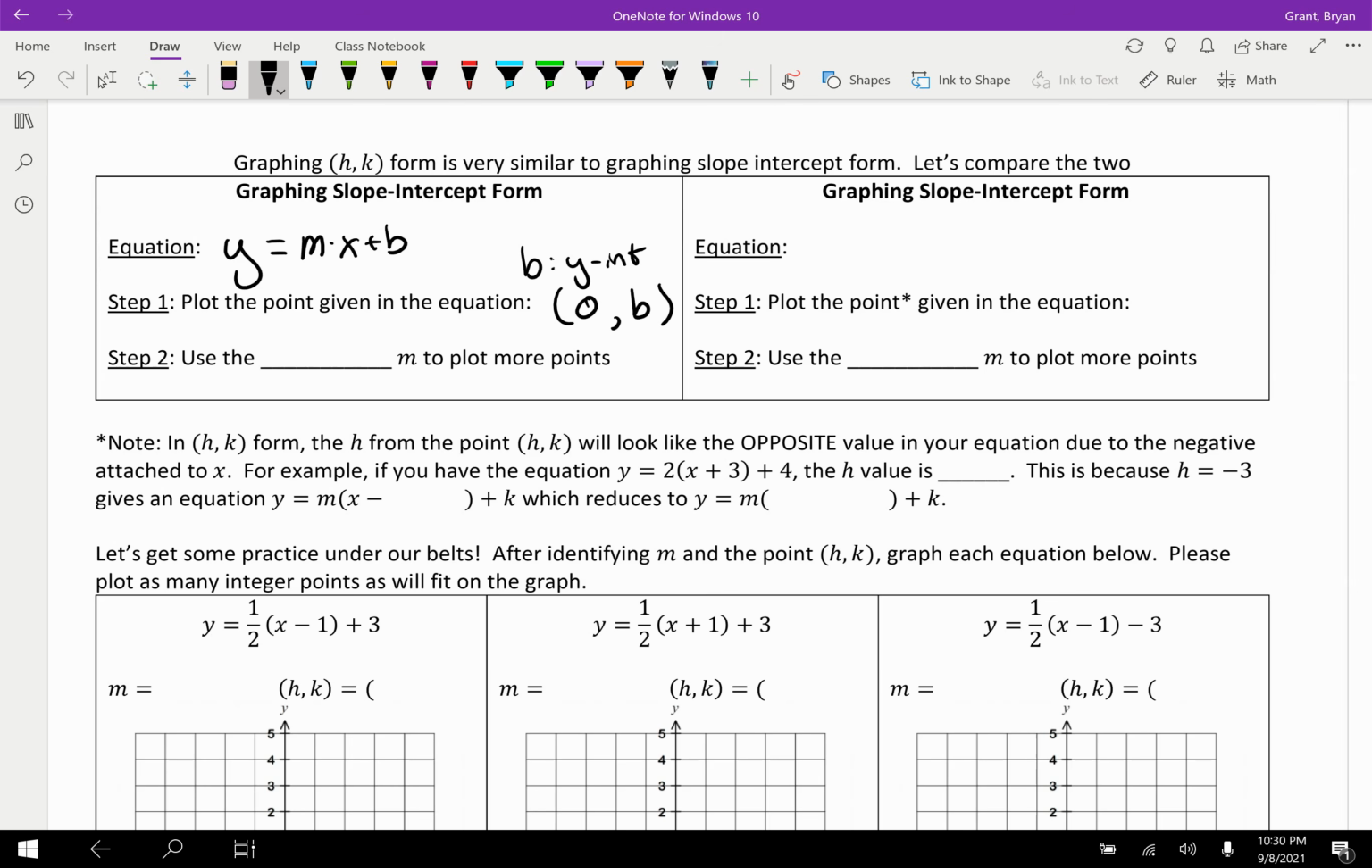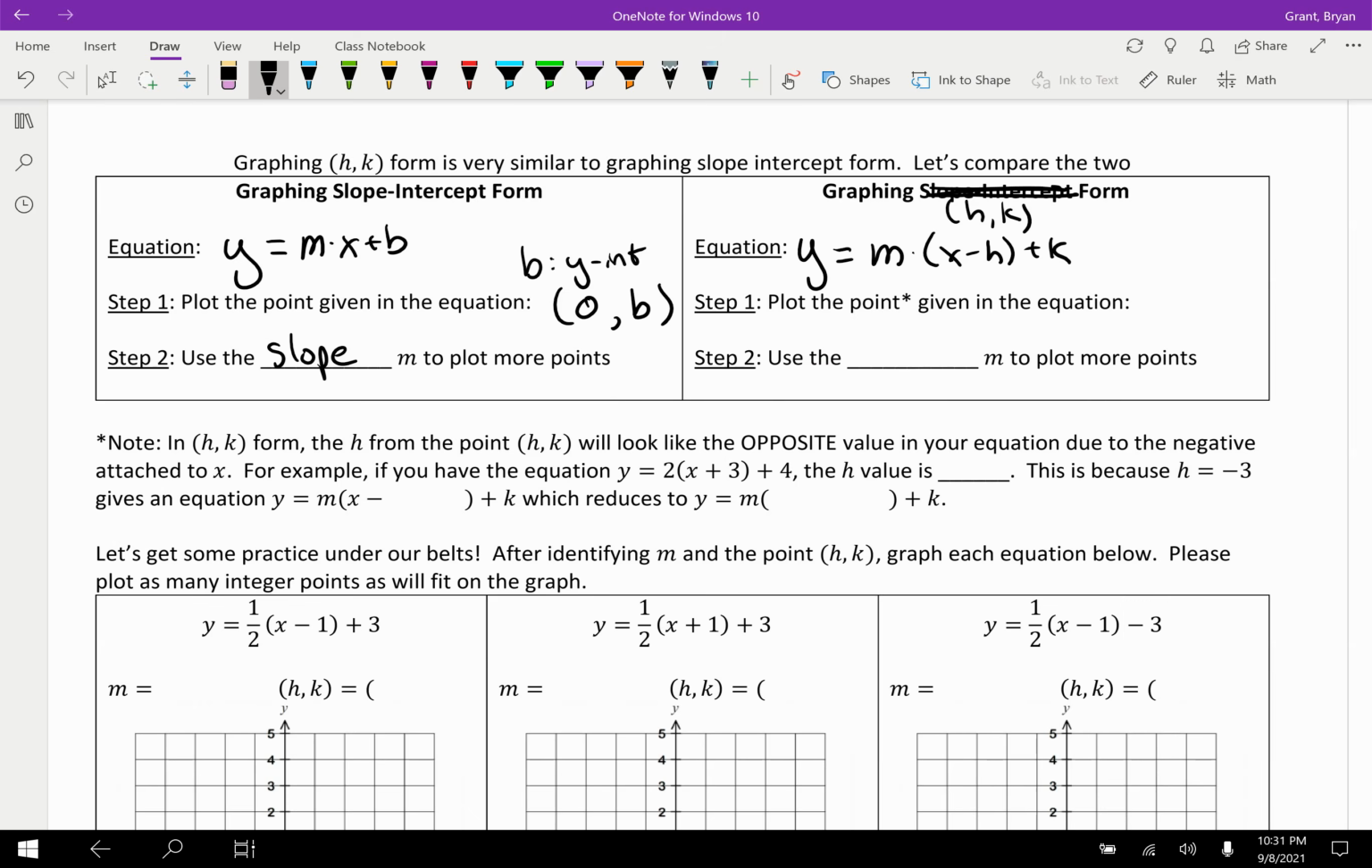Once you have that one point plotted, you need more points, and so we use the slope, which is m, to plot more points. This says graphing slope-intercept form because I don't know how to use copy and paste. Really, this should say graphing HK form. And we can go through and rewrite that equation. Y equals m times the parentheses x minus h plus k. And let's go through and get this done.